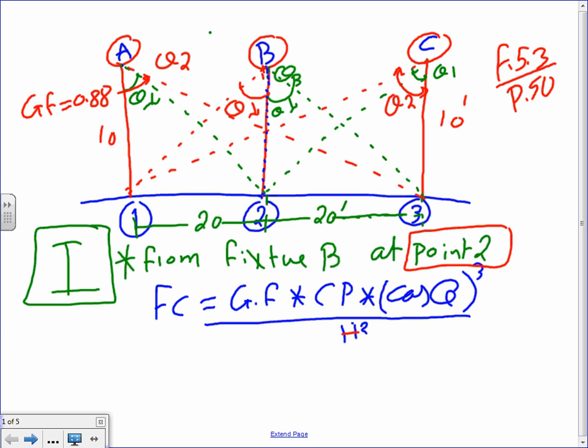Okay, shall we go do it? So let's go. So the first thing I want to do at point 1, this is point 1. Okay, at point 1, I have from fixture B at point. What am I going to do here? Okay, the first calculation I'm going to do at point 2 actually. From fixture B at point 2. That's my first calculation I want to do. Are you okay with that, guys? From fixture B at point 2. And everybody's okay with this?